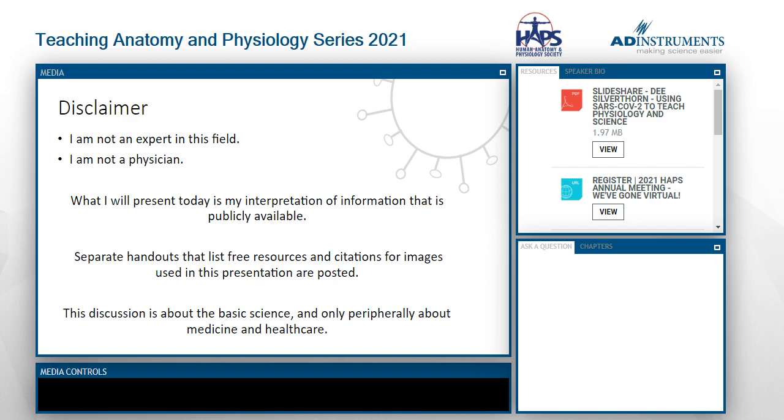If you look in the resource window at the right, I've posted 2 handouts that have a lot of free resources that I have used in compiling this talk and also my teaching, as well as a handout showing where you can get some of the images that I'm going to be using in today's talk.